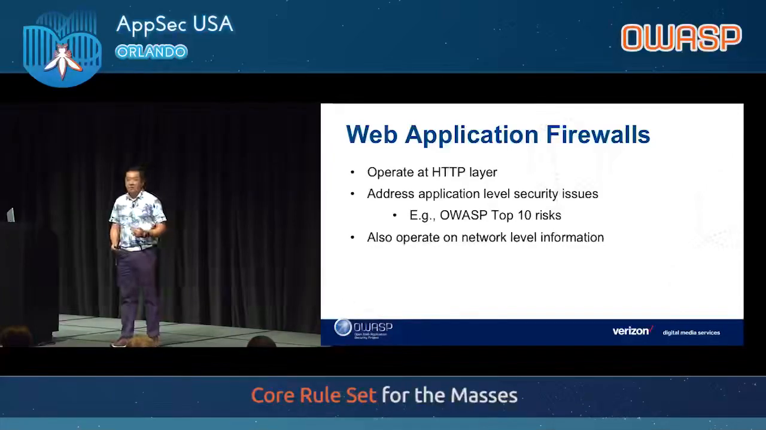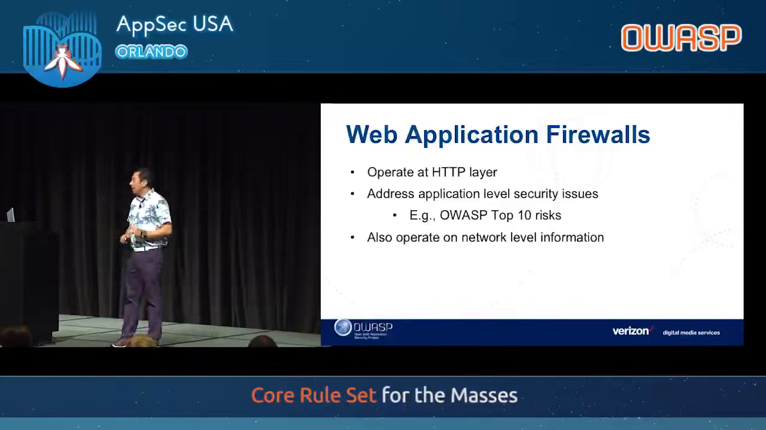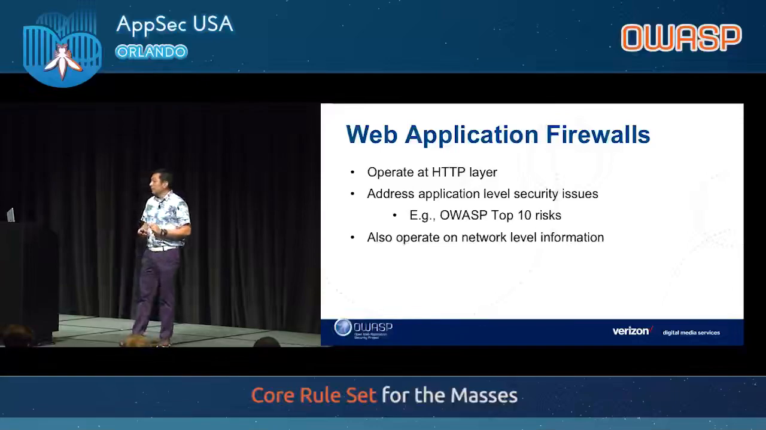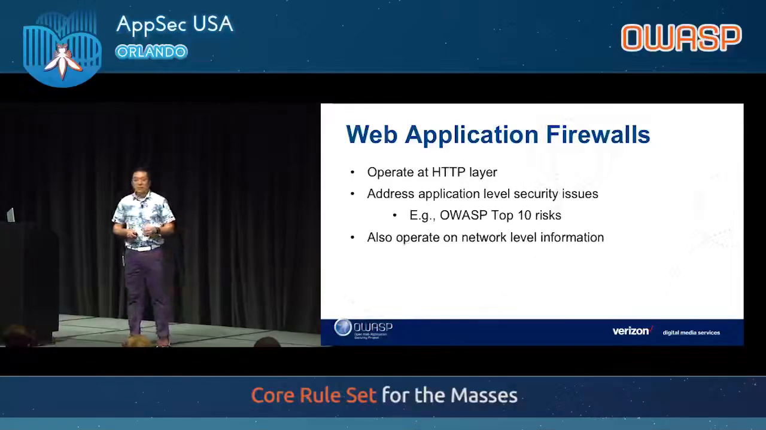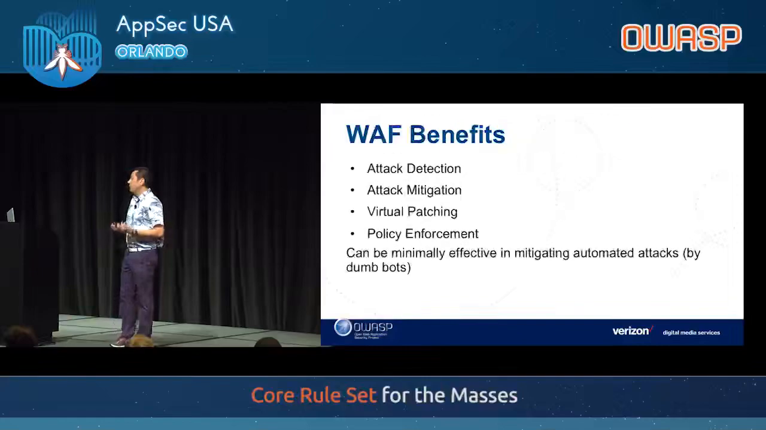But these are the characteristics of what a WAF is. Right, so it operates on the HTTP layer, and as such, it can see the HTTP transactions, both the request and the response, all the headers and content and posts and so on. And the main goal of this is to address application level security issues like those defined in the OWASP Top 10, like SQL injection, or cross-site scripting, or information disclosure, remote access, and things like that. But it can also operate on the network level information like network subnets, or even like the geo IP locations and so on.